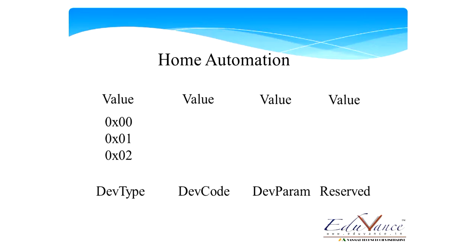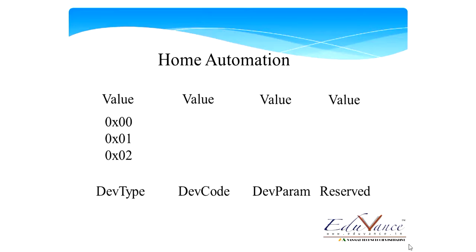Then device code. Device code would be which light or which fan are you dealing with. So which particular device you want to turn on or off. And device parameter is what value you are passing to that device. Reserved is something you would use in extreme cases, otherwise we'll just keep that value as 00 currently. So what I've done is just split it up into four parts. Three of them we are going to use, and the fourth one we'll just keep reserved. If you want, you can use it for other purposes.